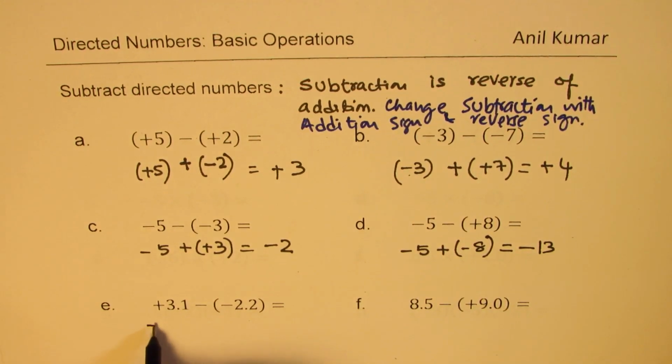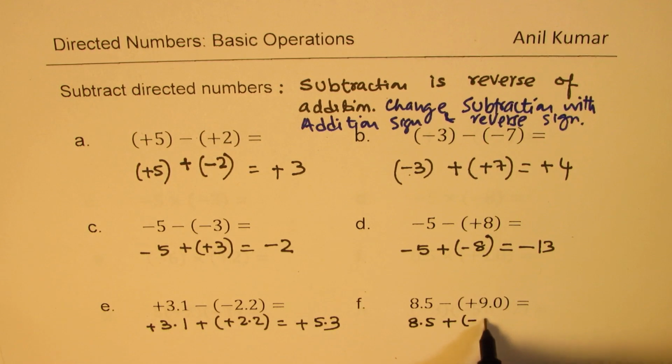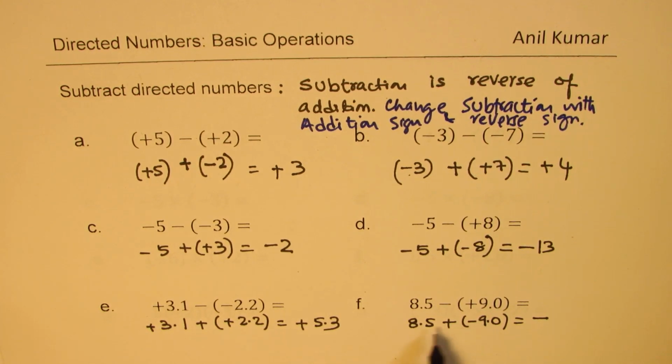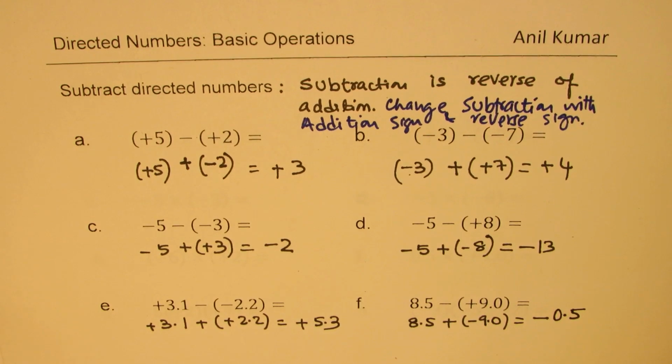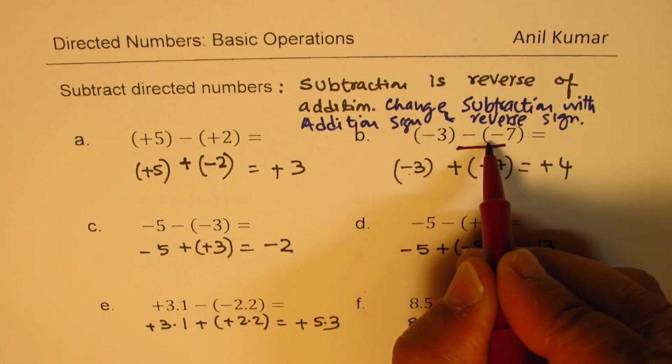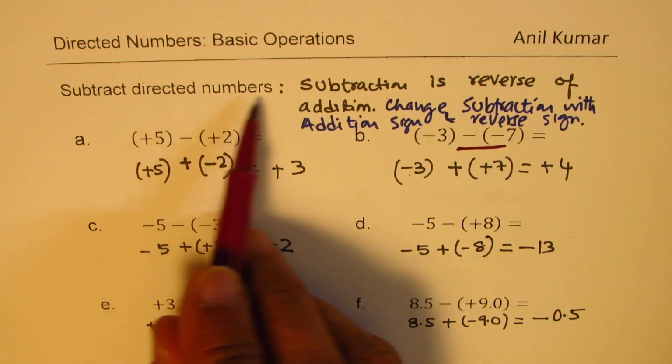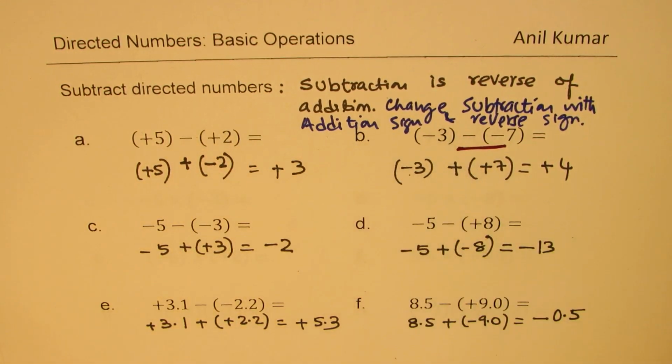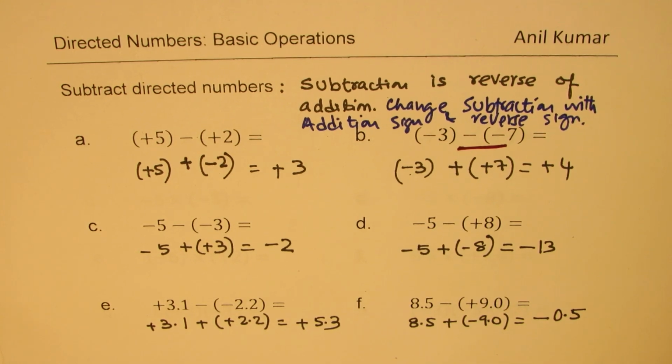Here, reverse these signs. That's what I mean by reverse sign, right? So just make them both positive. Now once you do that, it is addition with same sign. So just add them, both are positive, and we get 5.3 as our answer. Here again, we'll reverse the sign. We get 8.5 plus minus 9.0. In this case, the negative number is bigger, so we get a negative sign, and the difference between them is 0.5. Is that clear to you? That is slightly tricky, but the idea here is to work on these two positions, right? Whenever you are subtracting directed numbers, reverse the sign and then perform addition, right? Remember, subtraction is reverse of addition.